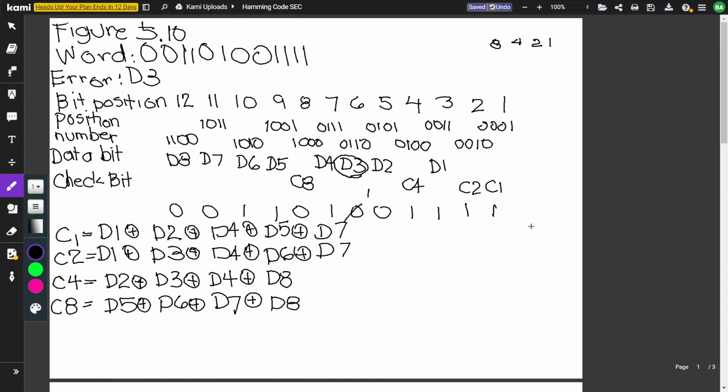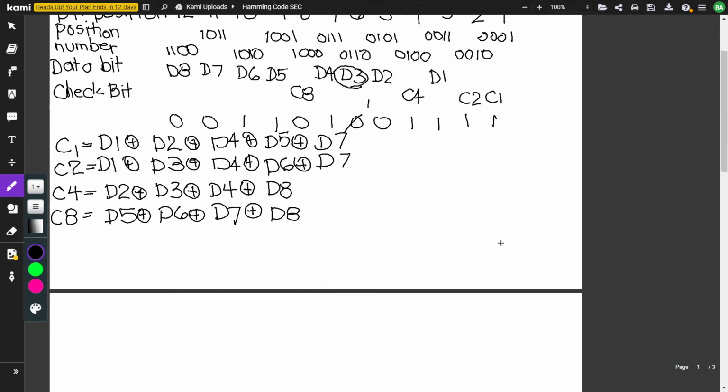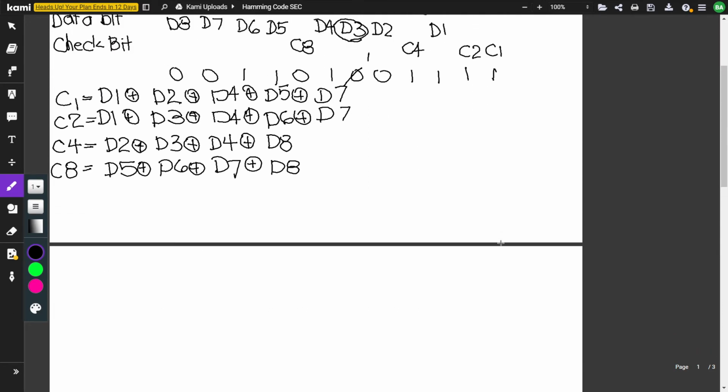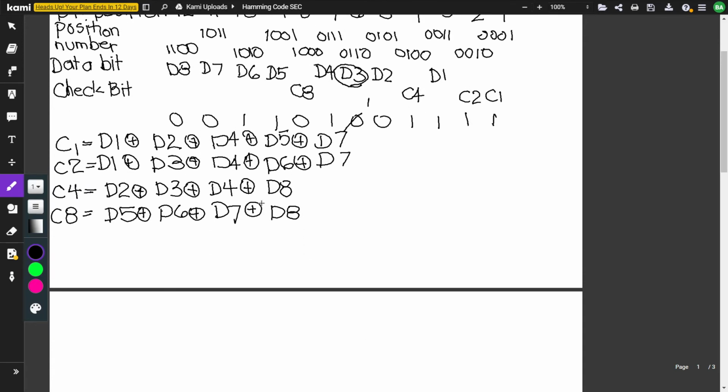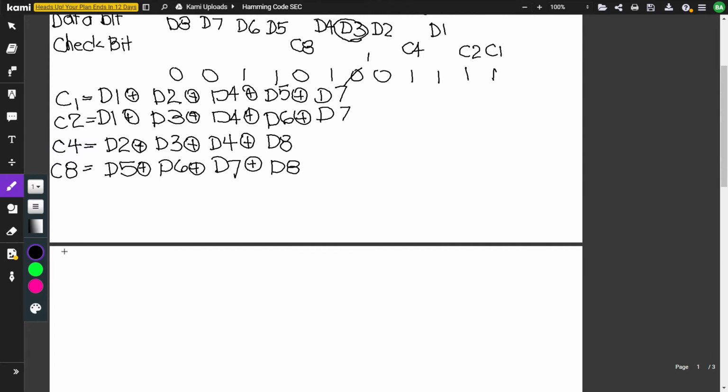So what happens after this? What we're going to do now is substitute the values of D1, D2, D4, D5, these data bits, into the original. The original value is 0 to get the check bit, and then another check bit if there is a change for this particular bit. Specifically, it is in D3. So we have to substitute.